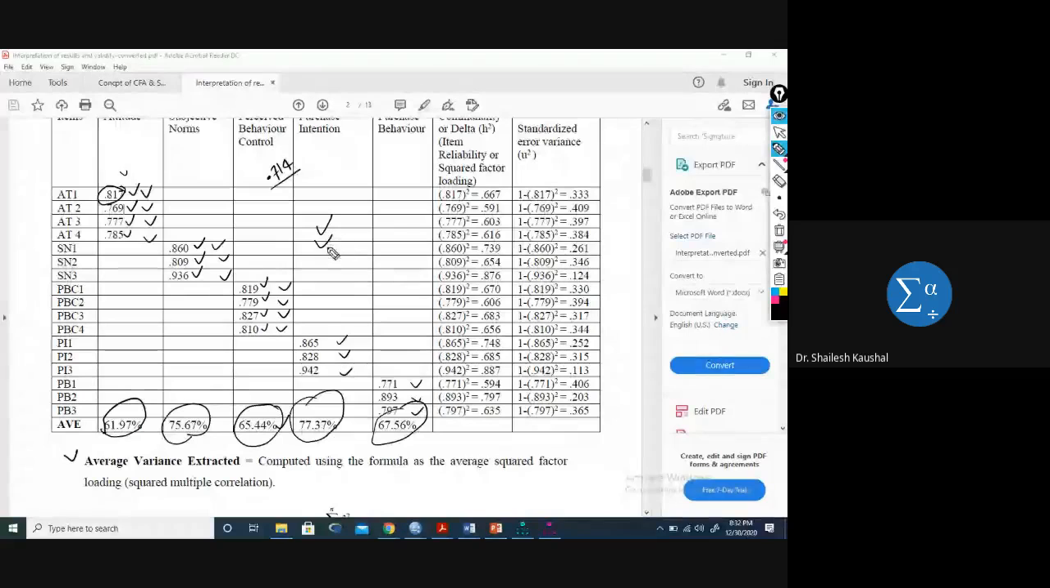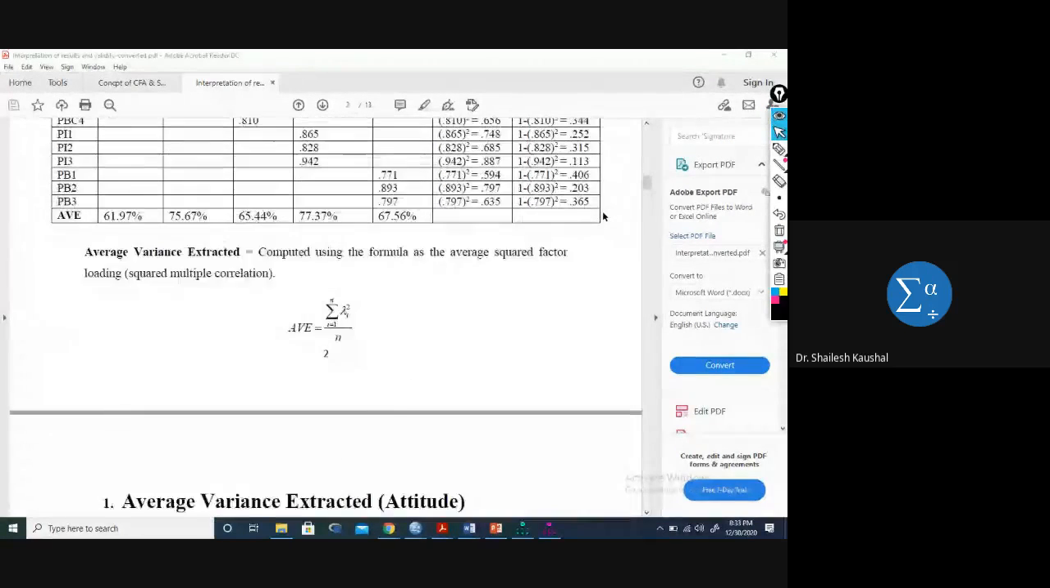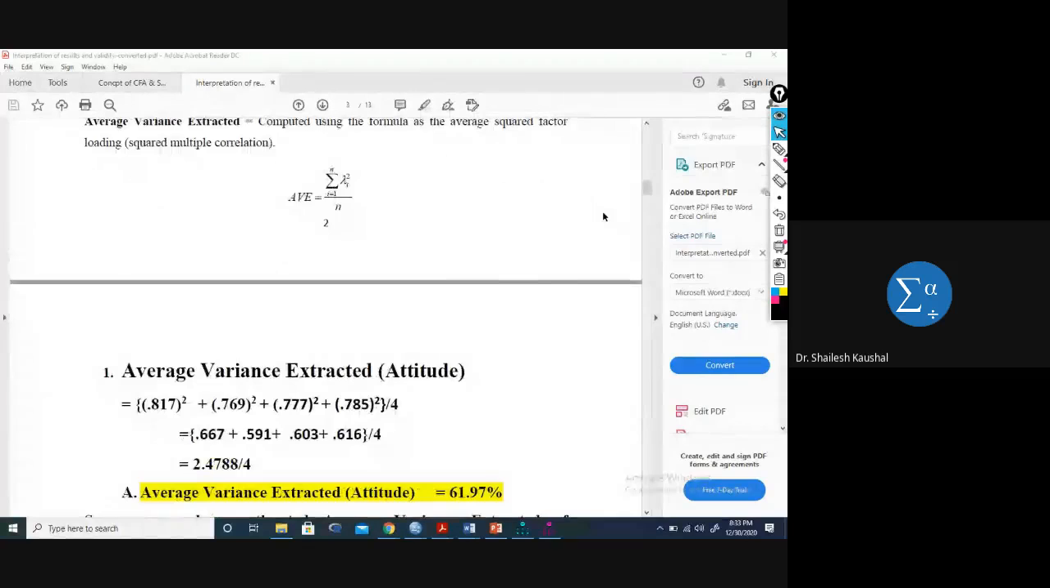Second, AVE is okay. The third method is reliability. So how do we calculate the reliability? We can see it through this. This is the formula. You can calculate it manually also if you want.